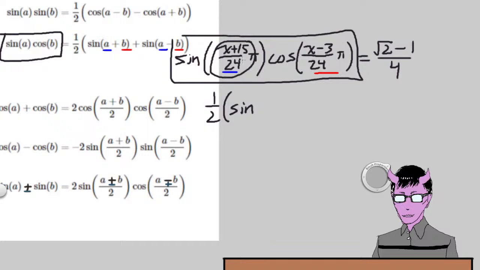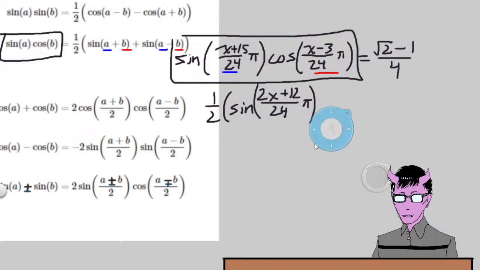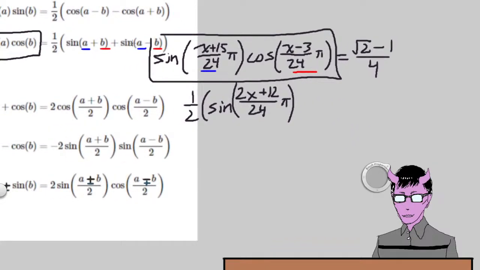And this one already matches the denominator of this one. So we have x plus x, which is 2x, and then 15 plus negative 3, which is going to be positive 12, all over 24. Don't forget the pi on the side. So that's the first argument. We are done with that one.